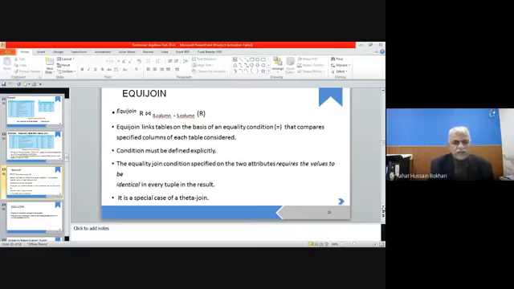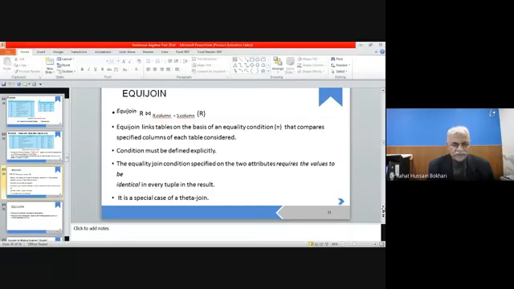So all other operations should be carried out in the same way: we go for the Cartesian product, then we go for the selection. In selection, we use the condition that the value of the attribute from one relation is equal to the value of the attribute of the second relation, and those attributes are considered for equijoin. So equijoin links on the basis of an equality condition that compares the values of the columns considered in each table.